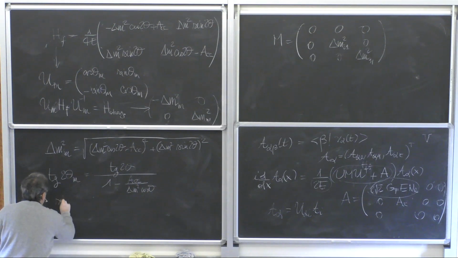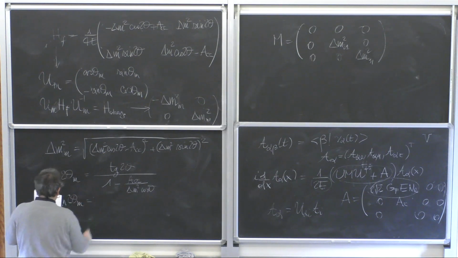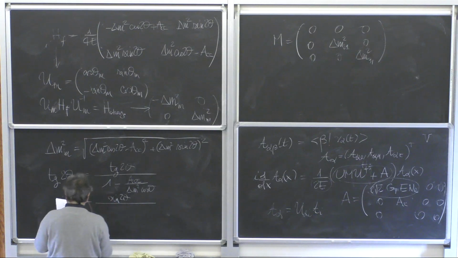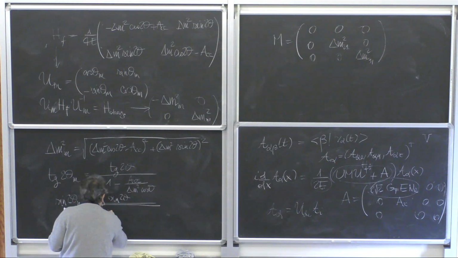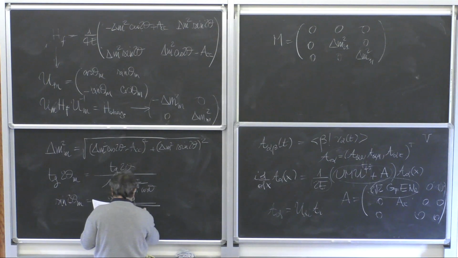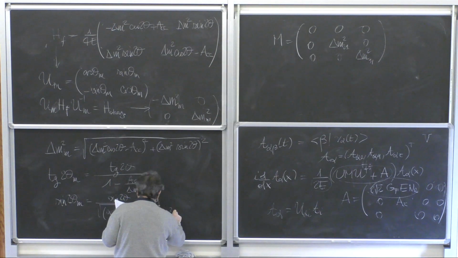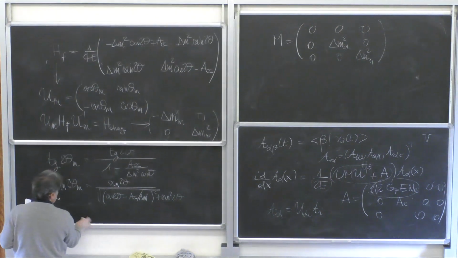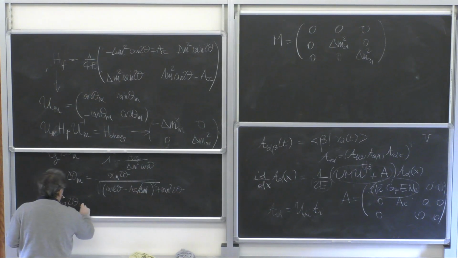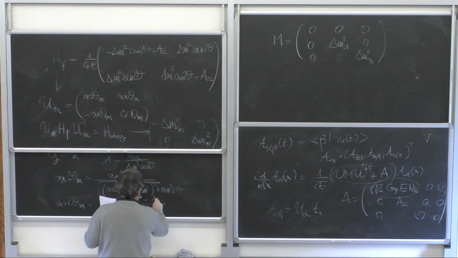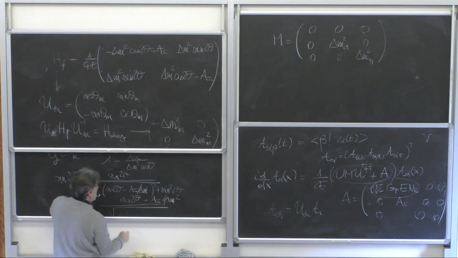Don't worry, we will discuss what this means. Or better, if we write sine and cosine: sine 2 theta m is equal to sine 2 theta divided by the square root of (cos 2 theta minus A_cc divided by delta m squared) all squared plus sine squared 2 theta, and cosine 2 theta m is equal to cos 2 theta minus A_cc over delta m squared, and the same square root. Okay.